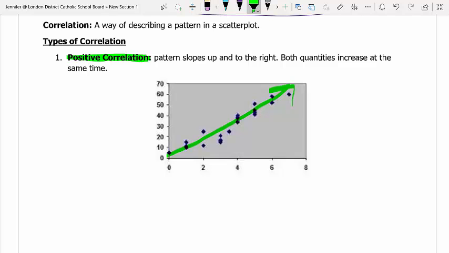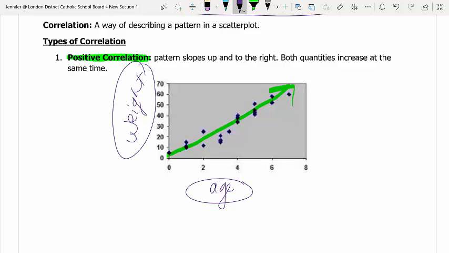meaning all the points as you read the graph from left to right go in the upward direction. Now in terms of the items you are comparing, so maybe this was age and weight, a positive correlation means that these 2 items are both increasing at the same time. So as your age increases, so does your weight. So that's a positive correlation. So definitely know how to pick out what a positive correlation is. If I give you 3 graphs, all with a different trend happening in them, could you circle the one that shows a positive correlation? You would just look for the one whose points go up and to the right.